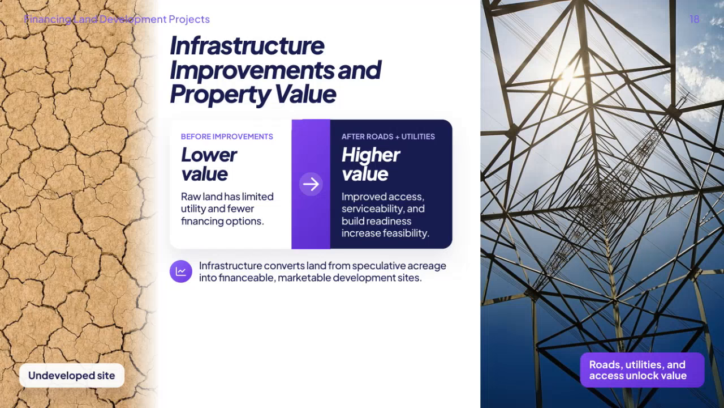Here, we're looking at how infrastructure improvements directly impact property value. Before any improvements, raw land typically holds lower value because it has limited utility and fewer financing options. Without roads, utilities, or easy access, the land remains more of a speculative investment. However, once roads and utilities are added, the situation changes significantly. The land becomes more accessible and serviceable, making it ready for building and development.